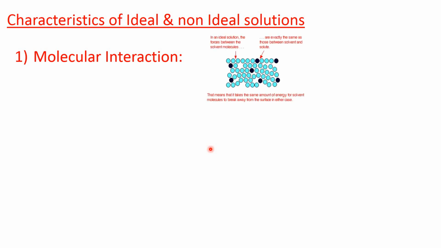Now, the characteristics of ideal and non-ideal solutions. The first one, molecular interaction. Now, when you are preparing the solution, then solute molecule is entering between these solvent molecules. Initially, there will be some intermolecular attraction or molecular interaction present between the solvent molecules.